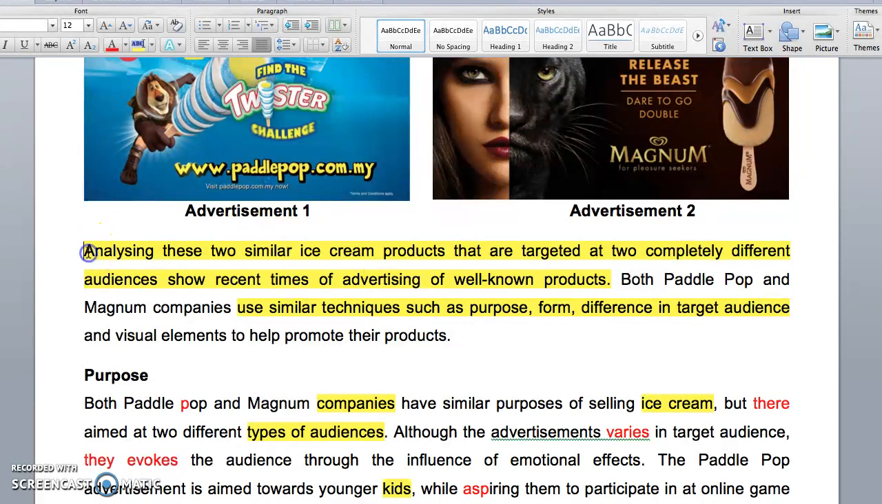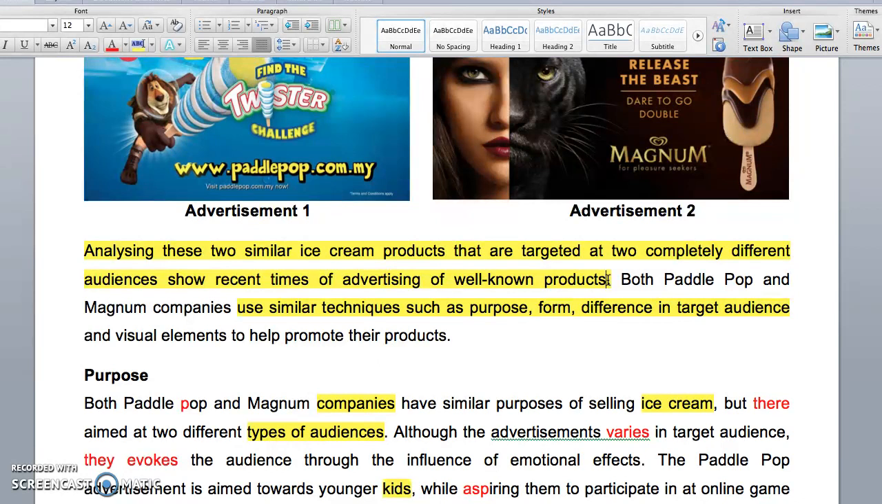Now, I've just highlighted some things in yellow and a little bit of spelling stuff I usually put in red. So, "starting analysing these two similar ice cream products that are targeted at two completely different audiences, show recent times of advertising of well-known products." This is an example of your editing, Zoe. They're not similar ice cream products. They are both ice cream, but they're actually not similar at all.